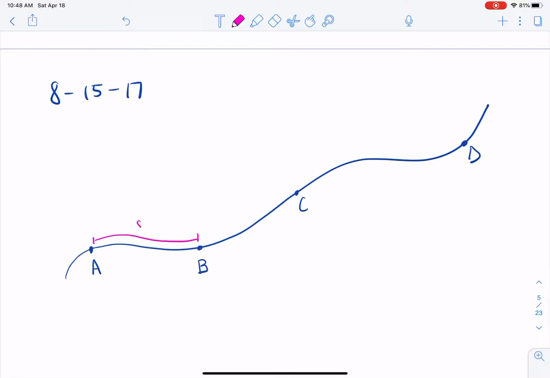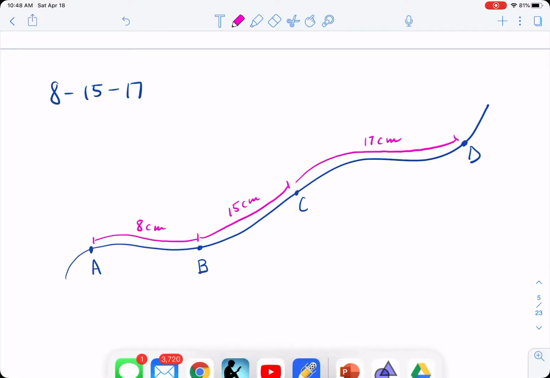Okay, so I'm putting those points on the string such that the distance from the first one to the second one would be 8 centimeters, 8 inches, whatever. You pick whatever unit that you want. And then the distance from B to C here would be 15 centimeters. And then finally the distance from C to D along this curve would be our last 17 centimeters, right? Okay, so far so good. We've got a string with some points marked on it.